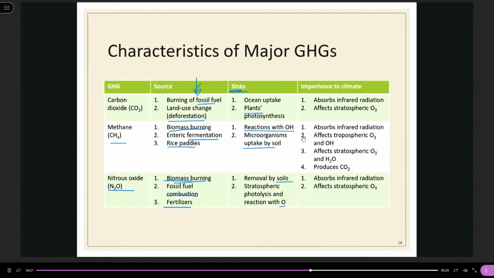Okay, and importance to the climate. Carbon dioxide absorbs infrared radiation, but it will also radiate the infrared into the atmosphere, and it affects the ozone concentration in the atmosphere. So carbon dioxide, methane, and nitrous oxide are greenhouse gases, and they contribute to global warming.